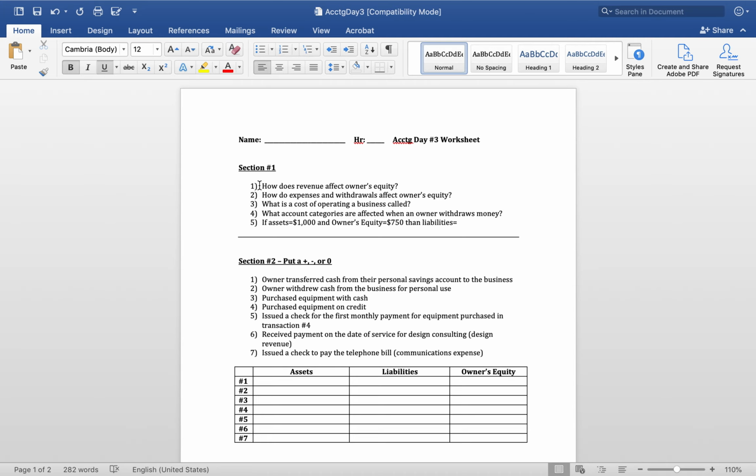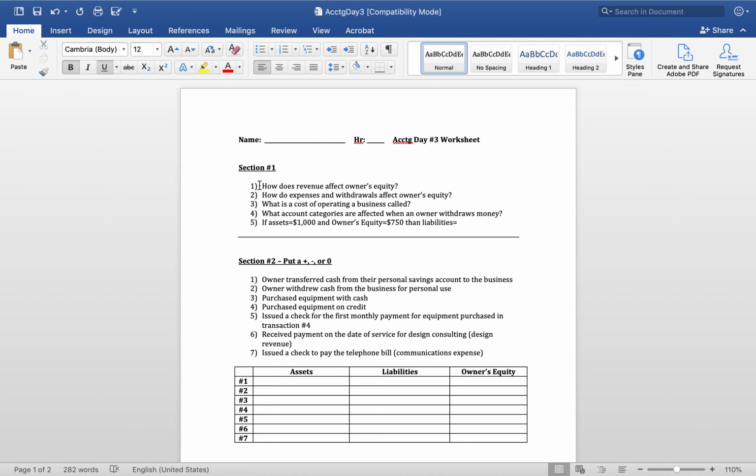Number 2, how do expenses and withdrawals affect owner's equity? And that is exactly the opposite. So it's going to negatively affect owner's equity. Expenses are costs of operating a business, which is the answer to number 3. So that is money coming out. Or a withdrawal, again, would be money coming out. Deposits, money going in; withdrawal is money coming out.